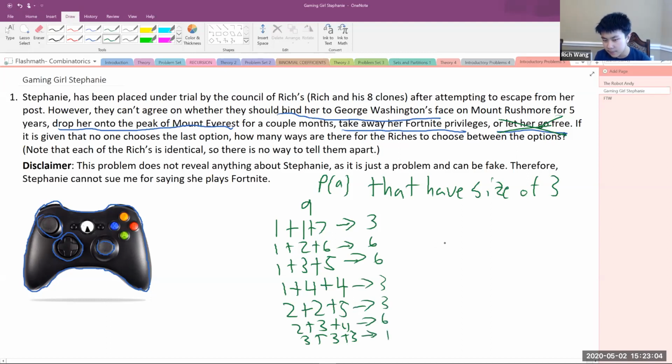So then adding all of these up, we get 15 plus 12 plus 1 is equal to 28. Woohoo! So this is our final answer. And also, don't try to sue me. All right, so if you have any questions, feel free to ask.